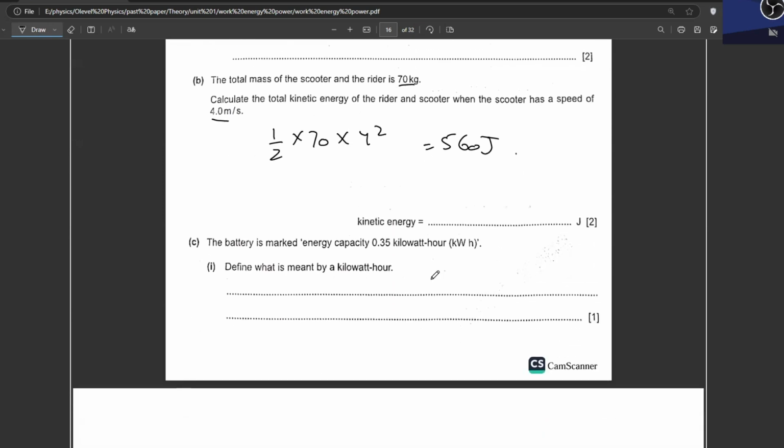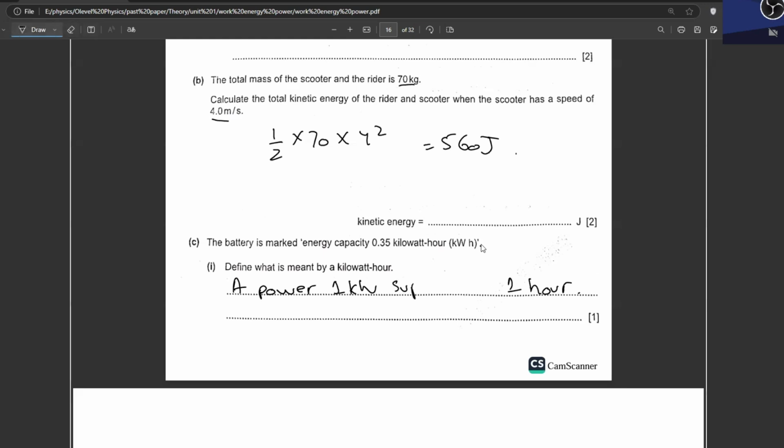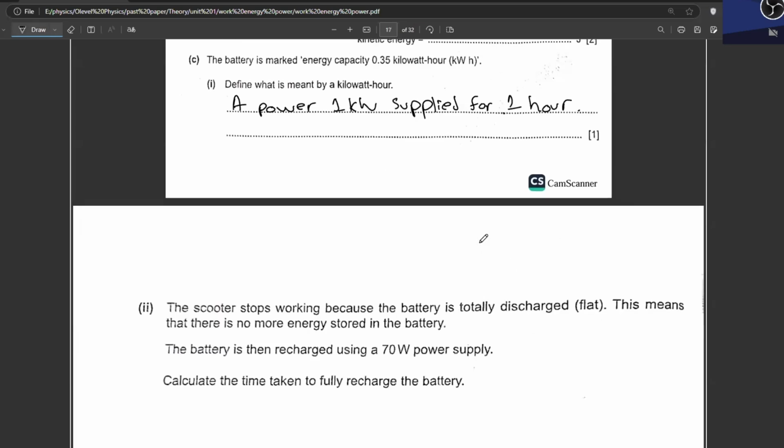The battery is marked with an energy capacity of 0.35 kilowatt hour. State what is meant by kilowatt hour. A power of 1 kilowatt supplied for 1 hour. Simple as that. Let's further move ahead.